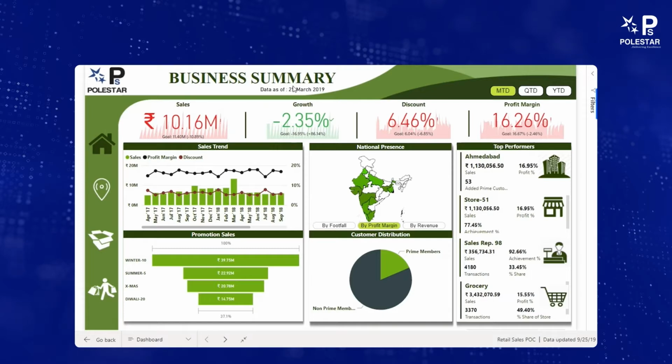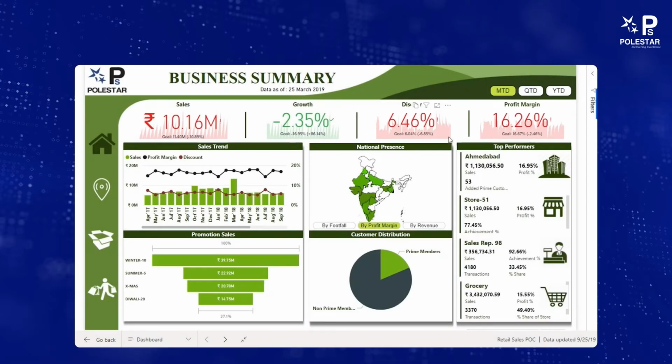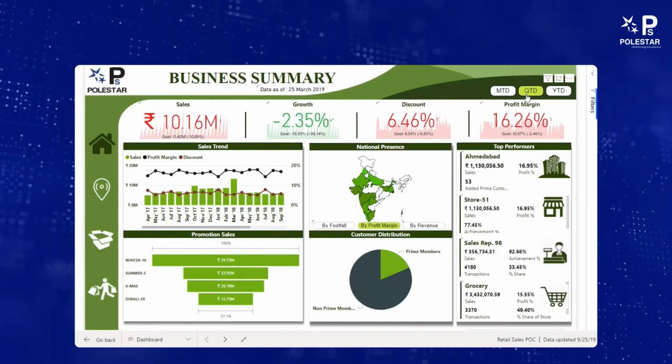your target. Similarly, you can see the average discount, profit margin against the goals that was set, and you can view the same data across different periods. So this is what the view is for month till date. I can see the view in quarter till date and how I've performed year till date.